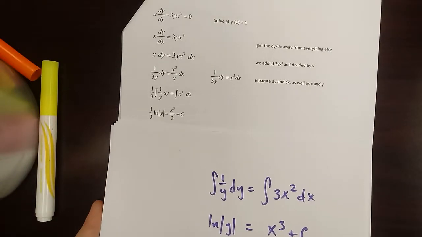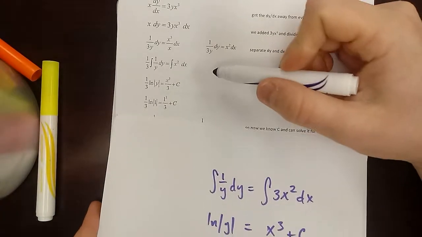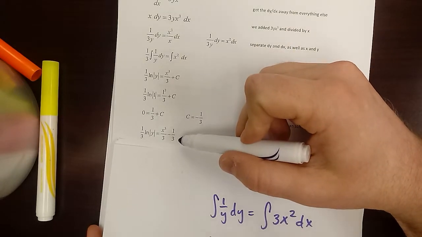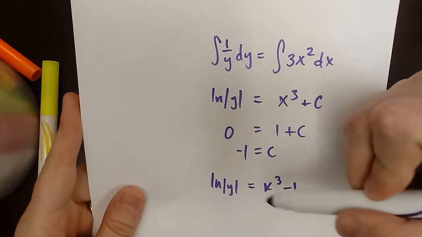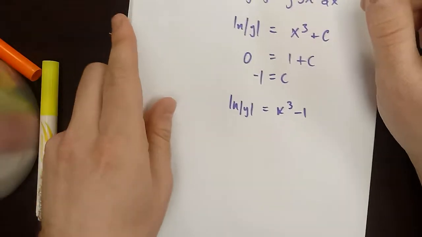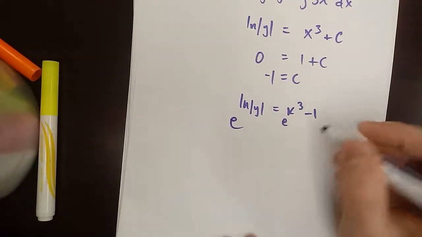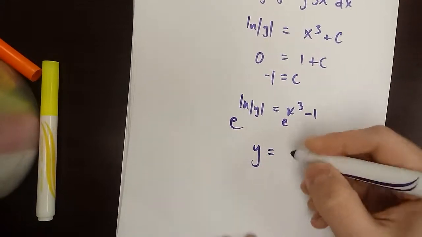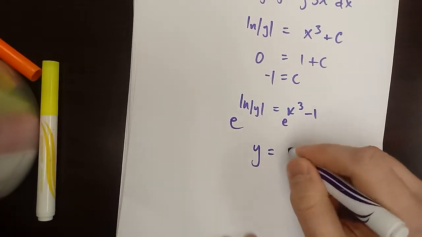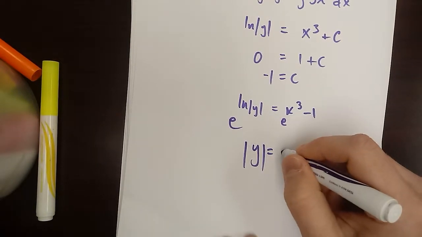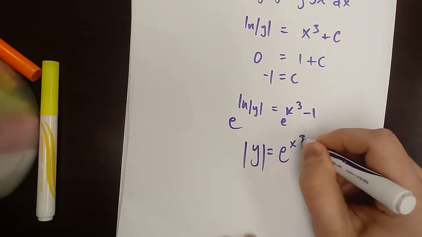However, this is what I got. Just I didn't have to do all this stuff with the 3. So if I want to get y by itself, I will have to exponentiate. I'll have to e both sides, and I'll get y is equal to, okay, hold on, put the absolute values back in. The absolute value of y is equal to e to the x cubed minus 1.